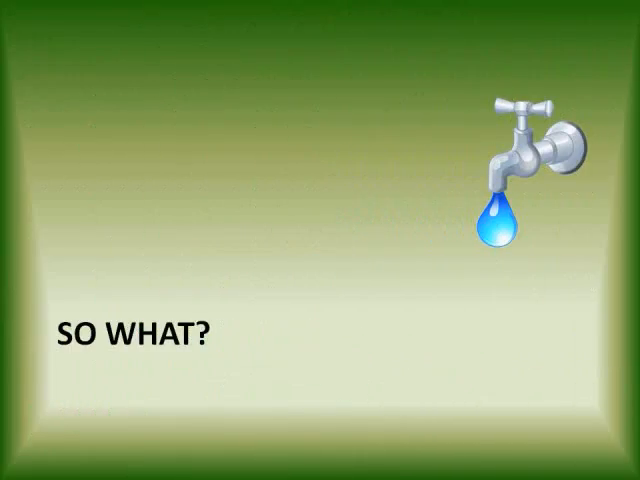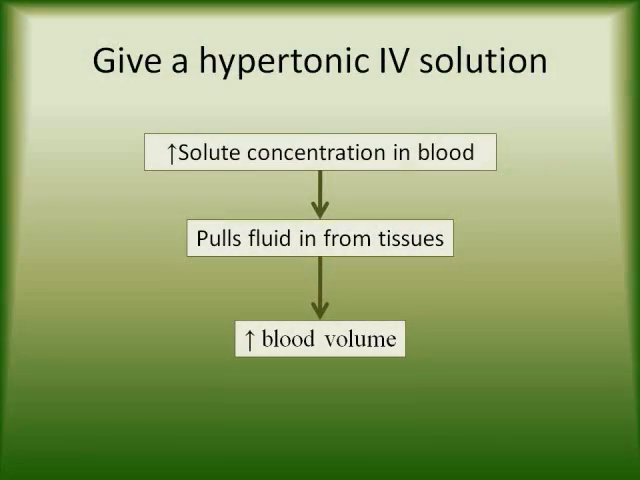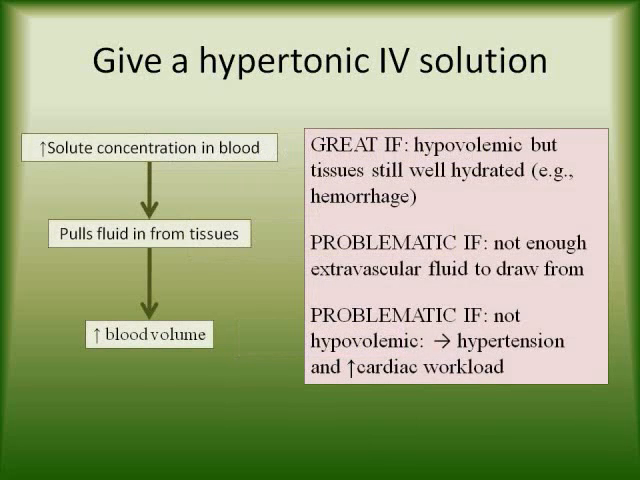So what? Okay, let's say we're going to give an IV solution that's hypertonic. That's going to increase the solute concentration in the blood. It's pulling fluid from the tissues, and it's increasing the person's blood volume. That's great if the person is hypovolemic, but the tissues are still pretty well hydrated.